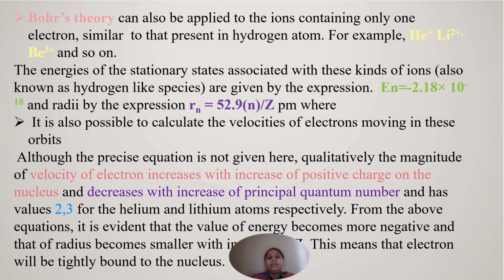So for helium and lithium ions, the value of Z is 2 and 3 because the number of protons is 2 and 3. From the above equation, we can conclude that the value of energy becomes more negative and that of radius becomes smaller in this case. And that is why, as energy becomes more negative, the electrons are very tightly bound to the nucleus and are tightly held.